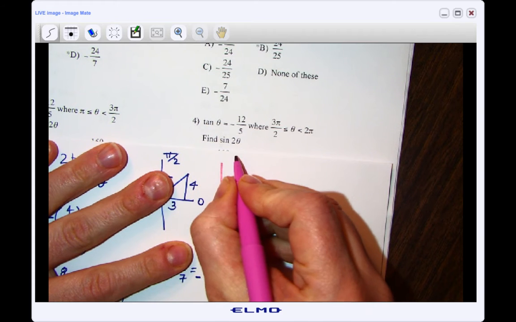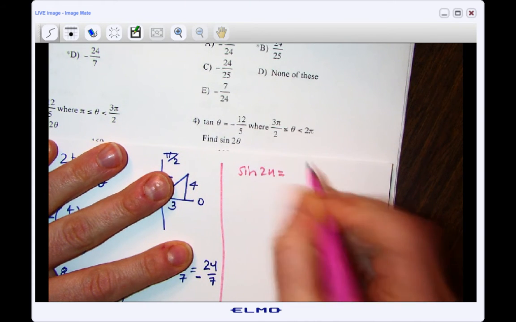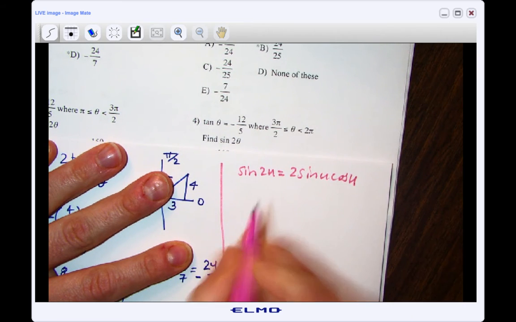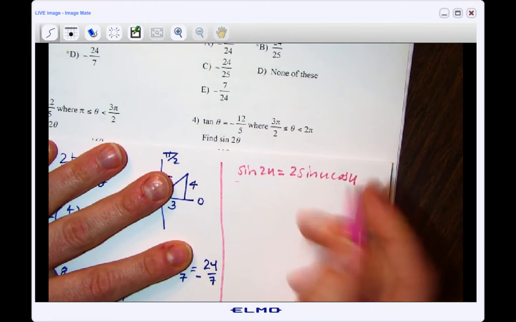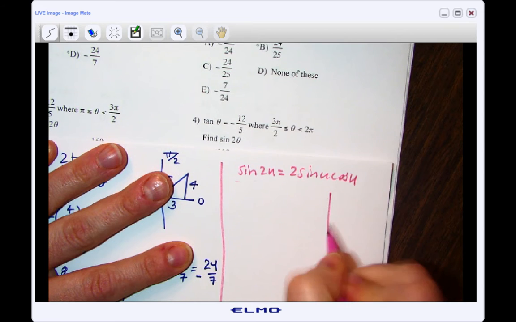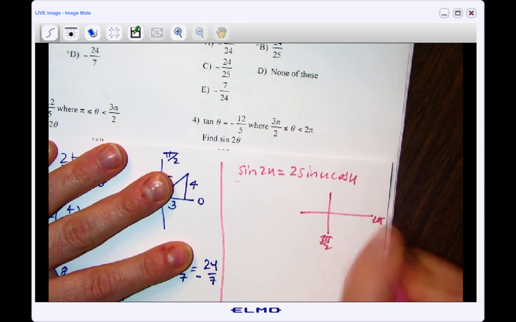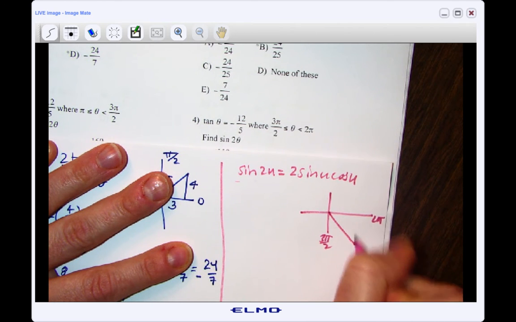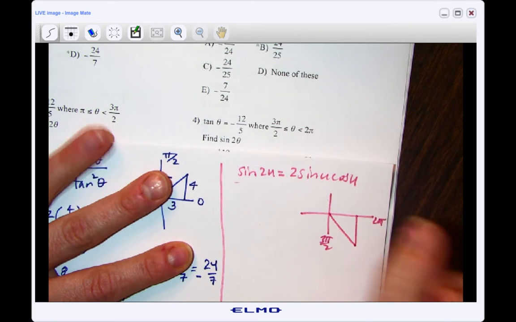Let me write down my sine formula first, because that helps me to remember it if I write it down every time. So sine 2u is sine u cosine u, or cosine u sine u. It doesn't matter which way you write it. And I know that I'm drawing an angle. This is 3 pi over 2, and this is 2 pi, so my angle is going to live in here. It already told me that, and it told me that the tangent is negative 12 over 5.